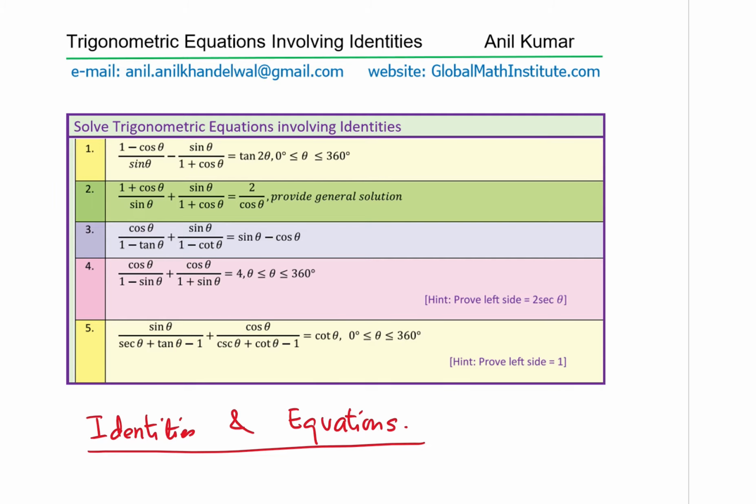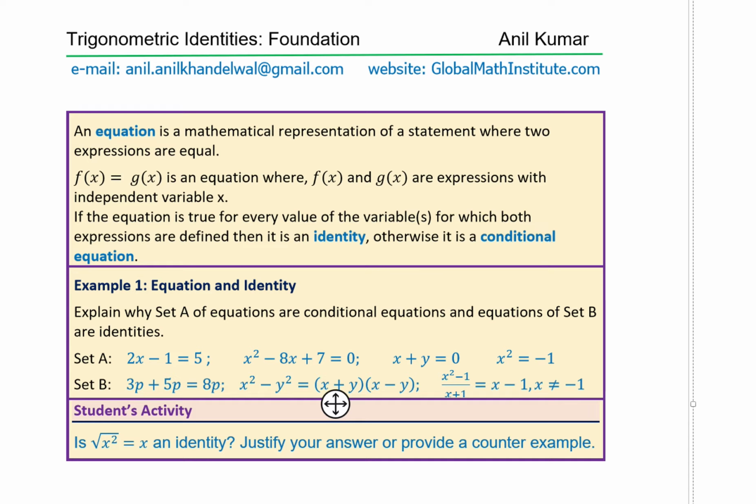Now, let's begin with the basics, and that is, after all, what are identities and what are equations, and how are they different? Well, an equation is a mathematical representation of a statement where two expressions are equal. For example, f of x is equal to g of x. This is an equation. Now, this equation could be true for some values or could be true for all values. So, this is an equation where f of x and g of x are expressions with independent variable x.